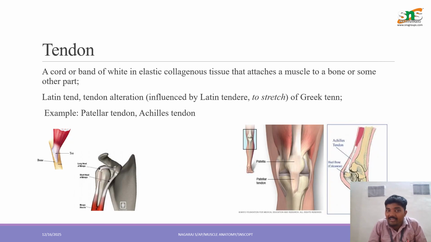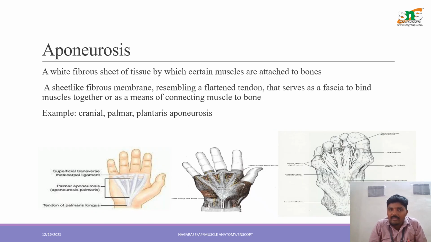Next is the tendon, a cord or band of white inelastic collagen tissue that attaches muscle to bone or some other part. The Latin tendon is an alteration of the Greek term for stretch. Examples are the patellar tendon and Achilles tendon. Then aponeurosis, a white fibrous sheet of tissue by which certain muscles are attached to bones. It is a sheet-like fibrous membrane resembling a flattened tendon that serves as a fascia to bind muscles together and connect muscle to bone. Examples are the cranial, palmar and plantar aponeurosis.